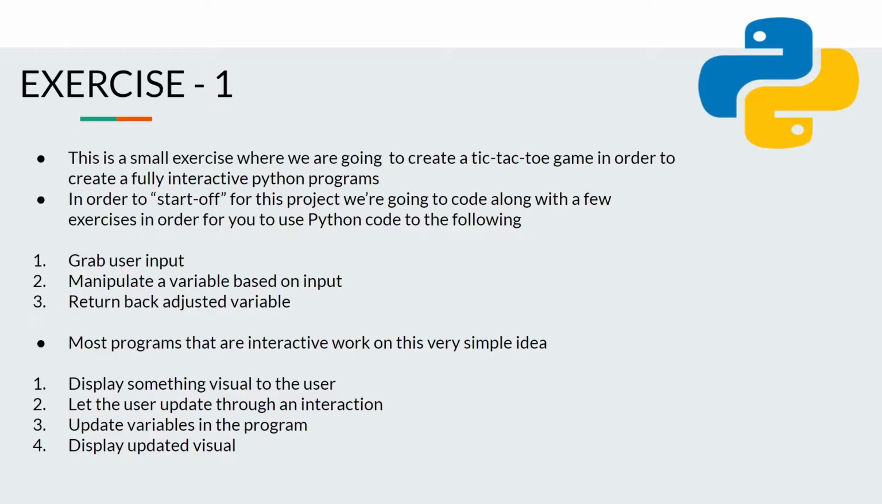First, display something visual to the user so that it looks more appealing or more entertaining to the user to go along the process. Second, let the user update through an interaction. So we're going to have a little communication with the user so that the information processed or the game could be much more entertaining. Third, update variables in the program. So based on the information acquired from the user, we're going to update those variables in order to retrieve the final updated visual and display it.